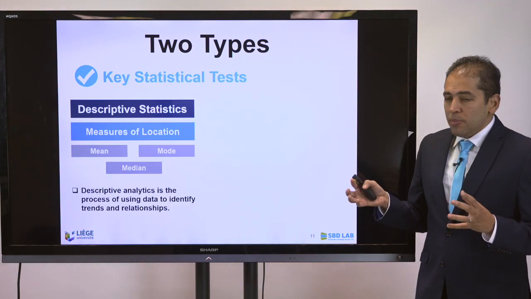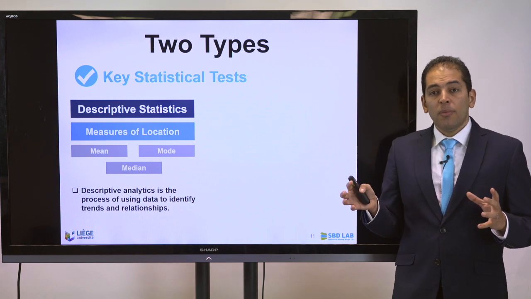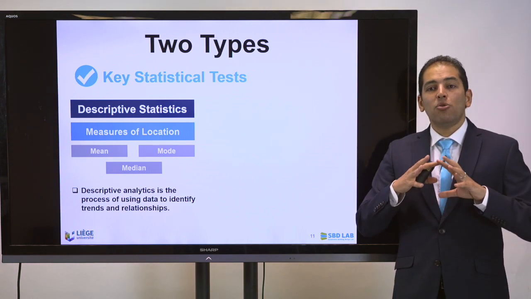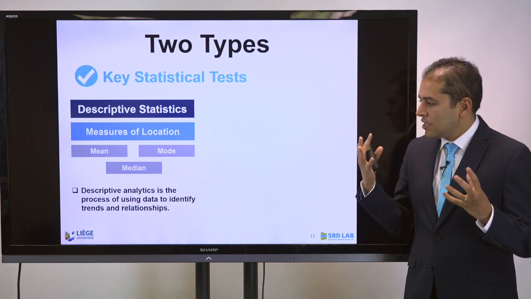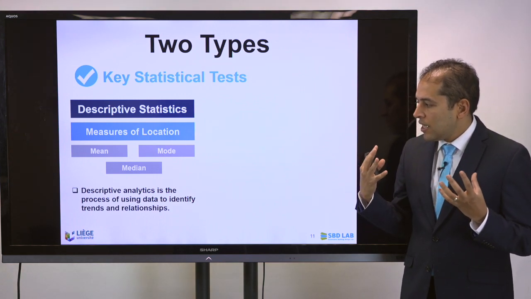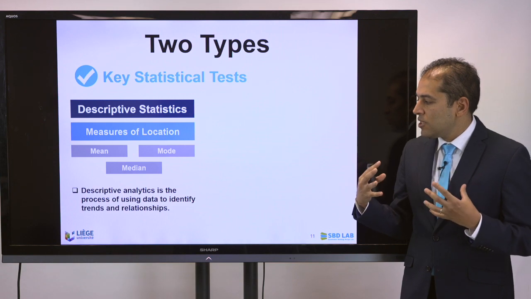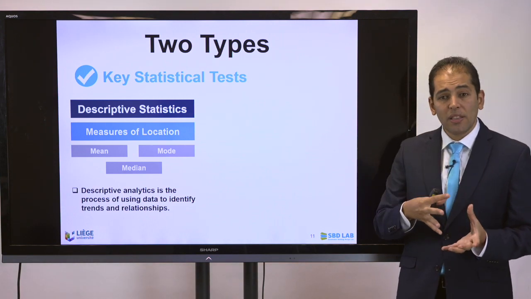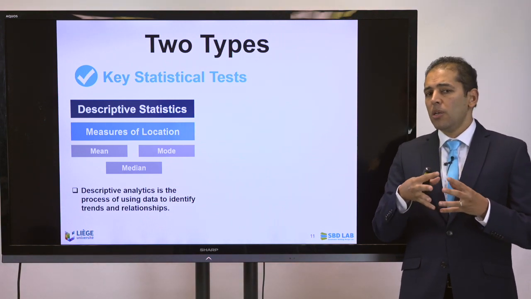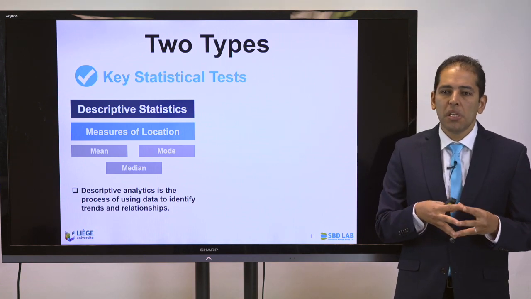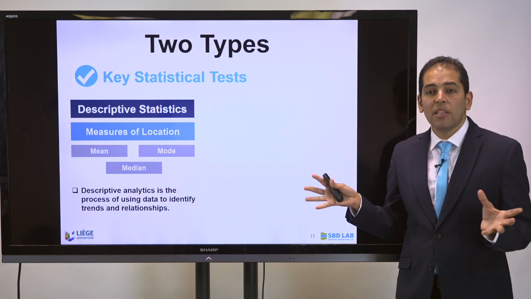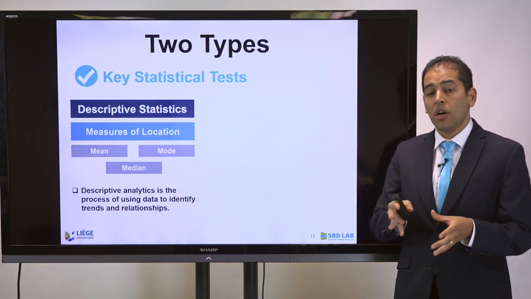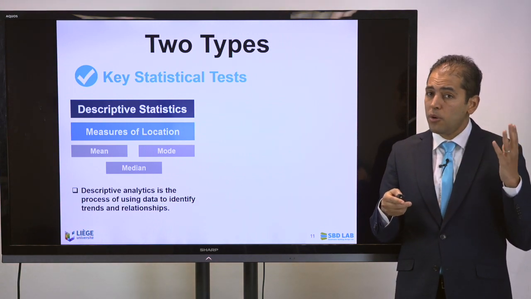Now, when we look at descriptive statistics, we are talking about tests that are trying to measure location and to describe. We are looking at descriptive analytics, which is the process of using data to identify trends and relationships. Something like looking at the skew, the mean, the mode, the median. This is what it entails when we talk about descriptive or non-parametric statistics, type number 1.